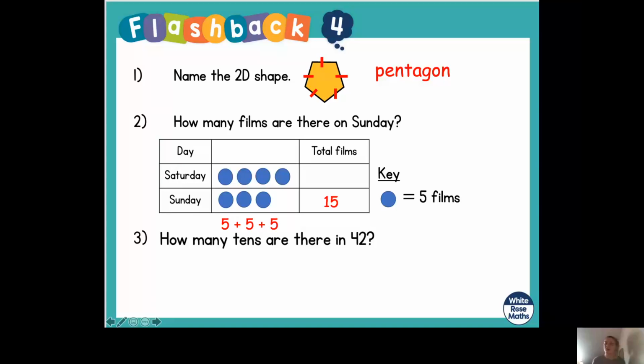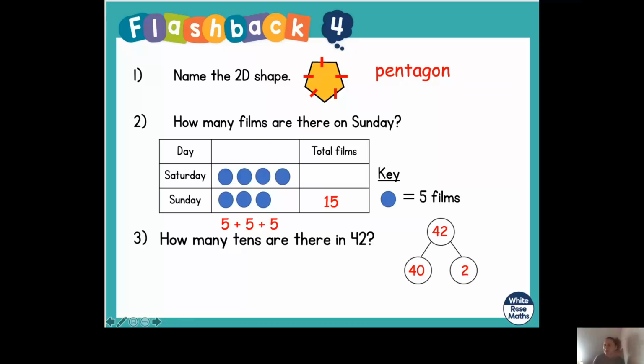How many 10s are there in 42? So we need to partition the number, and to do that, we're going to use a part-whole model. Now, we always put the whole at the top, don't we? Our 42, because that is our whole. Now, we need to partition the number into 10s and 1s. Well, we can partition the number 42 into 40 and 2. But there aren't 40 10s in 42, are there?